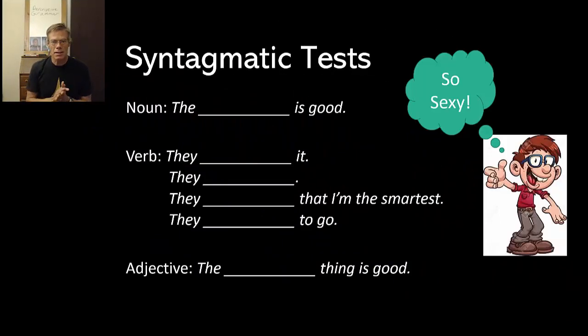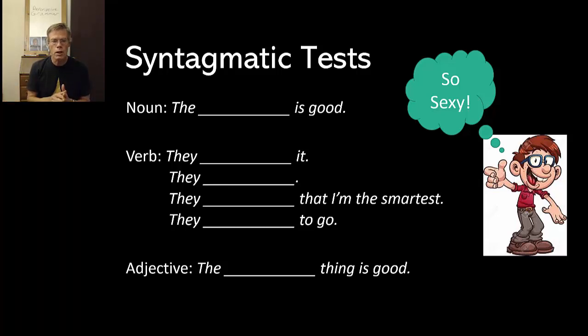A syntagmatic test works like this. It's like the rabbit went blank the fence. So for example, if we want to look at a noun, we can have a frame like this. The blank is good. The construction is good. The dog is good. The kitchen is good. The entropy is good.